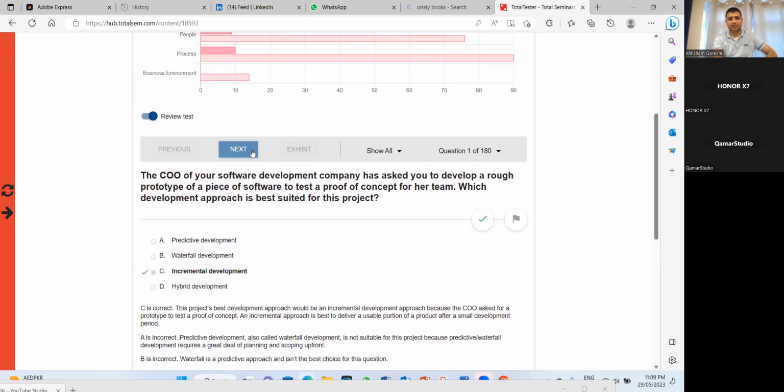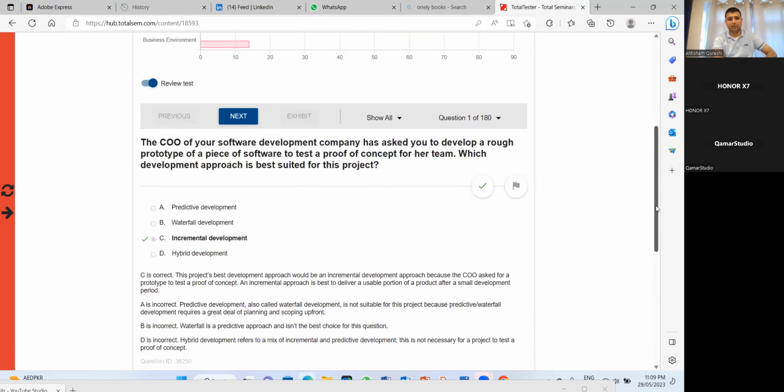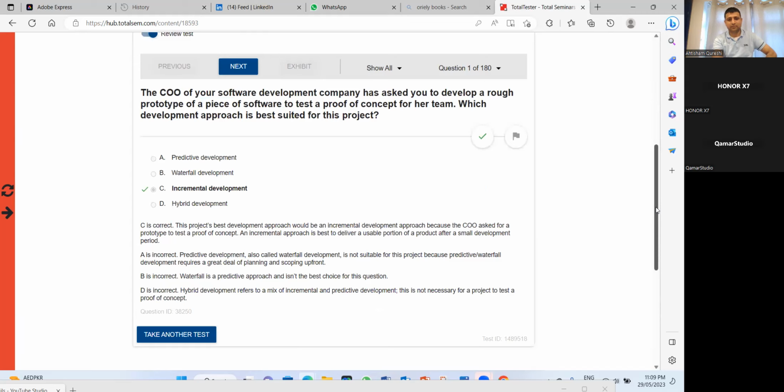Okay. So this is incremental approach. Not hybrid. You guys were right. I was wrong. I was initially asking about predictive because of prototype. See, hybrid is a mix of incremental and predictive development. This is not necessary for a project to test proof of concept. I was telling that hybrid is a mixture of incremental and iterative, so I need to correct myself. It's a mixture of incremental and predictive. And teams which move from predictive to agile, they go first to hybrid. So they just add the incremental stuff and keep doing the predictive stuff.